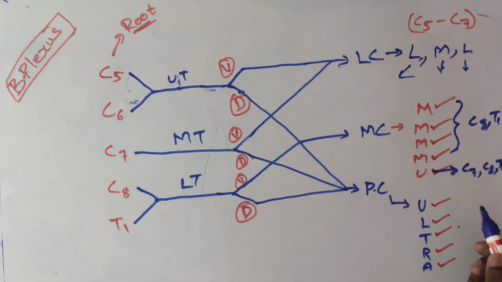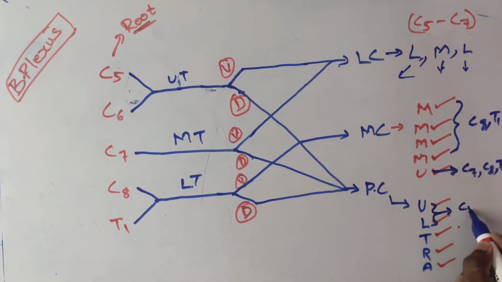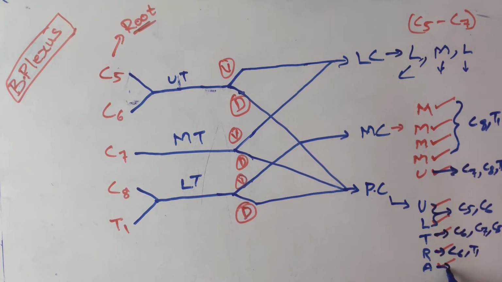Next, coming to the point, these U and L are supplied by C5 and C6. This T is supplied by C6, C7 and C8. This R, radial nerve, is supplied by C6 and T1. This axillary nerve is supplied by C5 and C6.